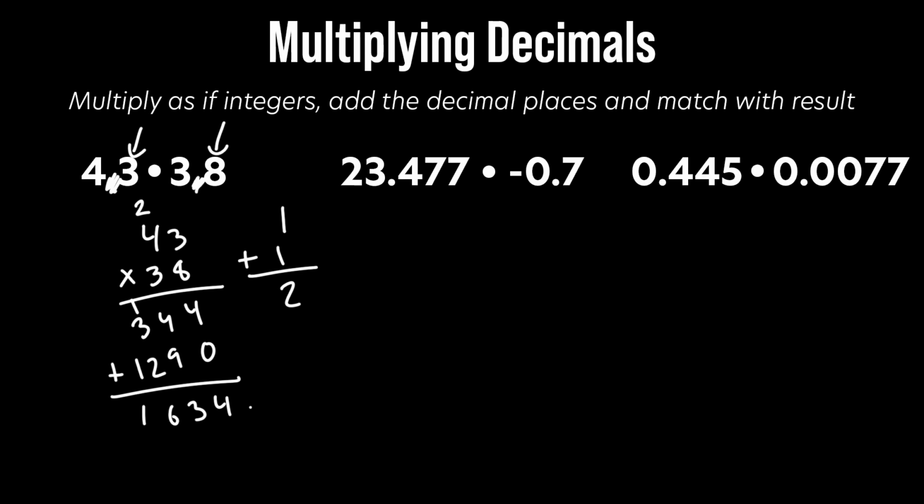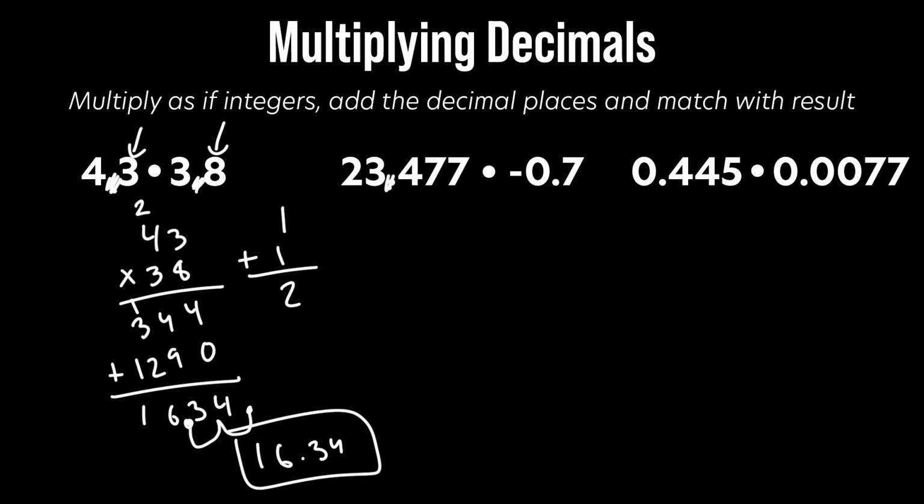So let's take the decimal point and just place it here. Then we would have 2 numbers after the decimal point. So it would go in between the 6 and the 3. So our final answer would be 16.34. Let's try the next problem.